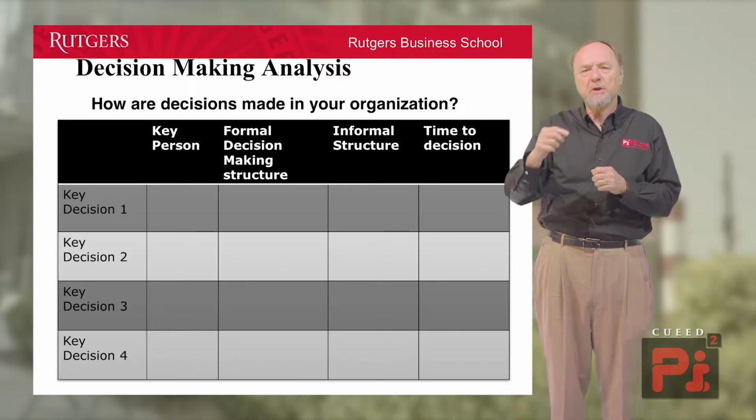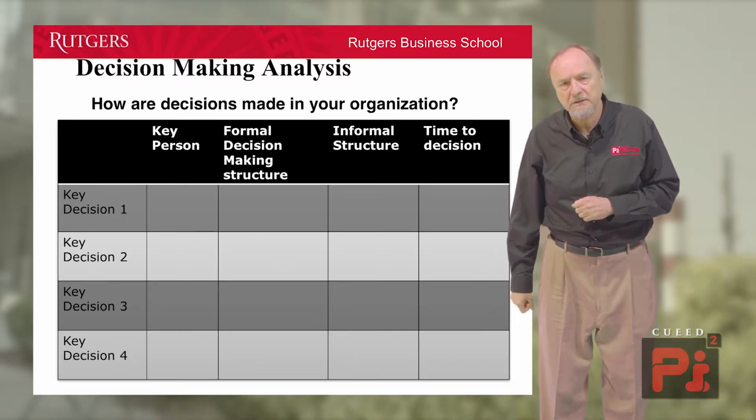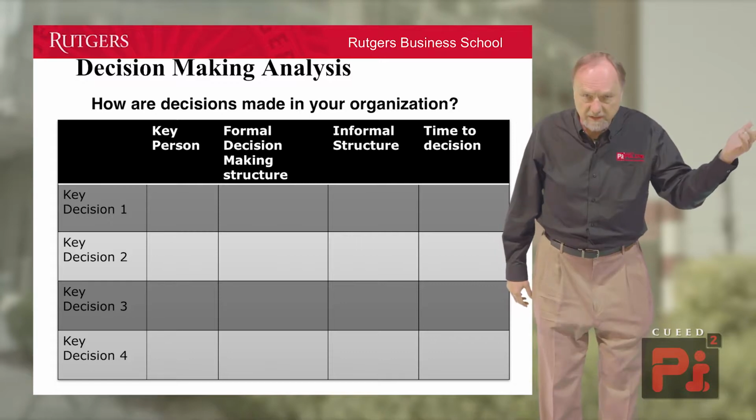Next, who's the key person inside my company that makes that decision? Next column, what's the formal decision-making structure? Well, we use stage gates in my company. What's the informal decision-making structure? Harry makes that decision. And then what's the timing of the decision?